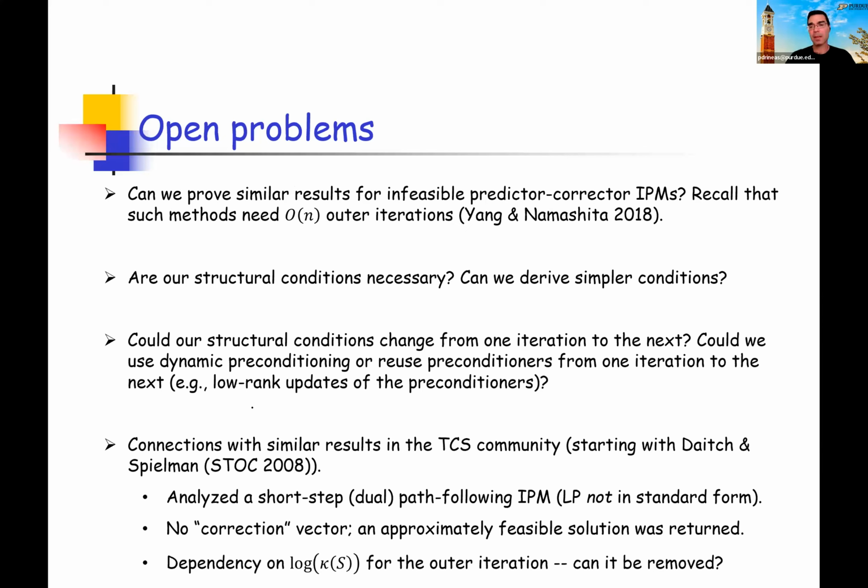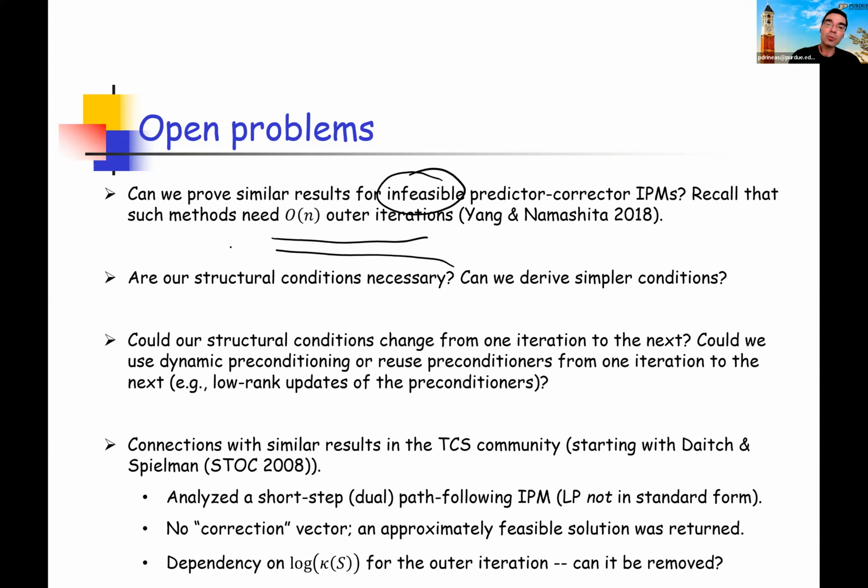Open problems. We did feasible predictor corrector IPMs that start basically at a feasible point. What if you start with an infeasible point? There is an analysis for exact predictor corrector IPMs that start with an infeasible point by Young and Yamashita. And this is actually a pretty recent result. I thought this would have been resolved a long time ago, but it had not. So this is a paper from 2018.